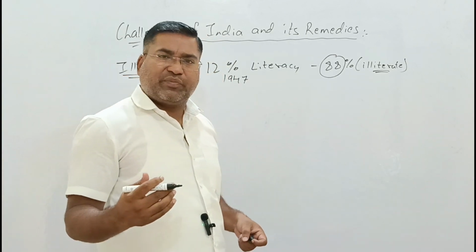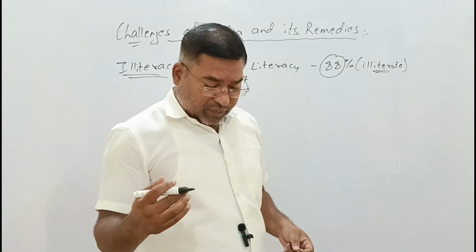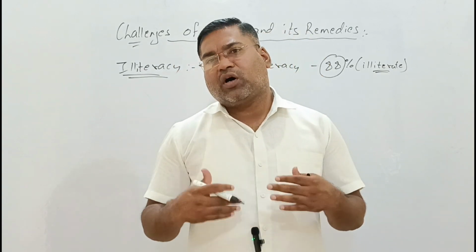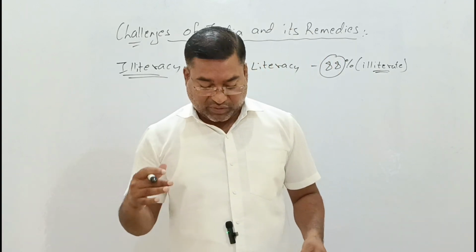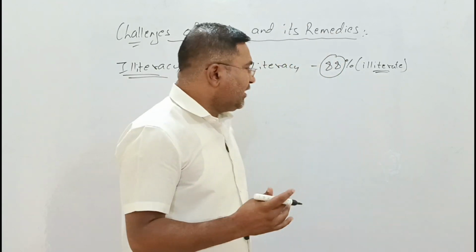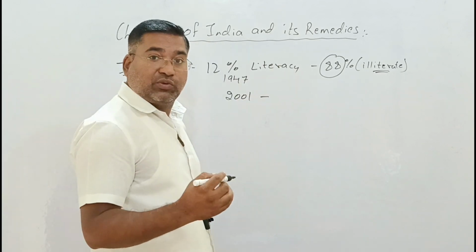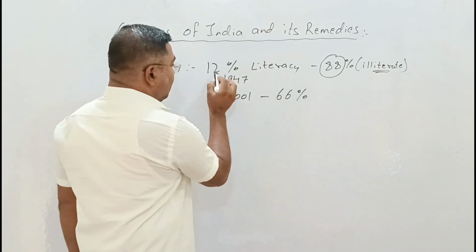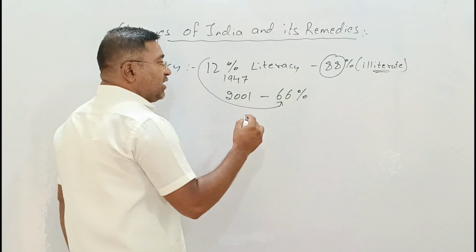And at this juncture, it was found that many different forms of programs were being launched to overcome illiteracy. As the years moved on, decade by decade, a decade refers to a minimum of 10 years. When we reached the year 2001, we crossed near about 66 percent, from 12 percent directly to 66 percent.